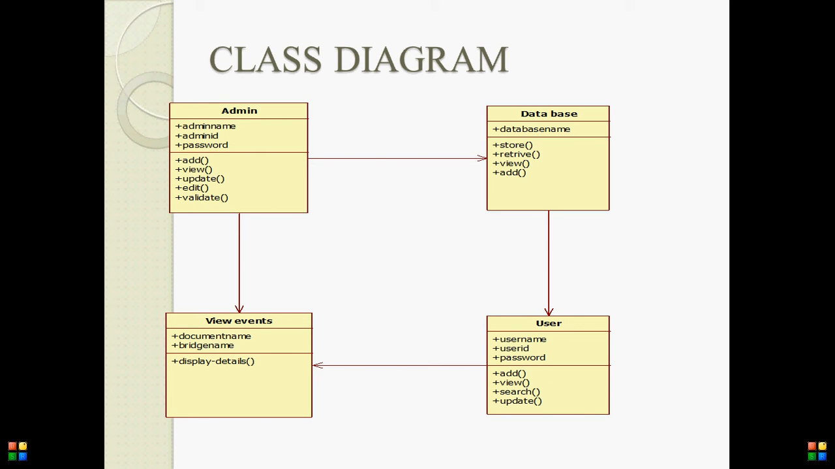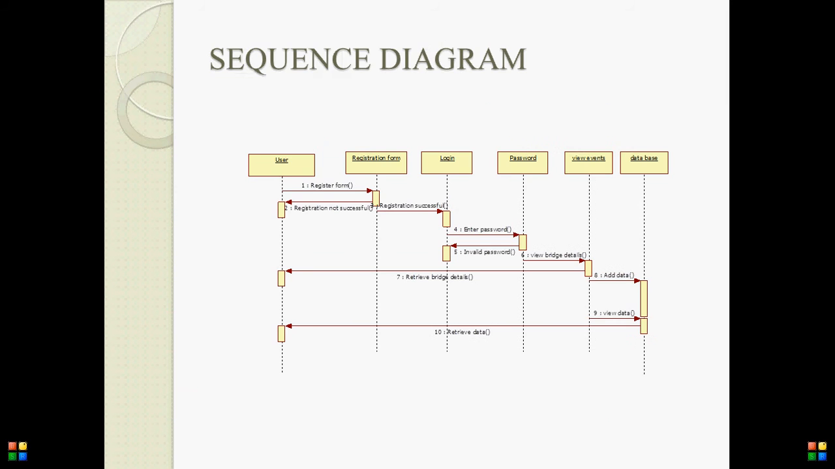Class diagram. The class diagram contains four classes: admin, database, view events, and user. Admin. The admin has the following attributes: admin name, admin ID, password. The admin performs the following operations: add, view, update, edit, validate data in the database. The database has the database name and performs operations such as store and retrieve data.